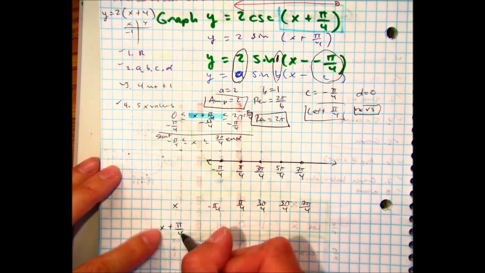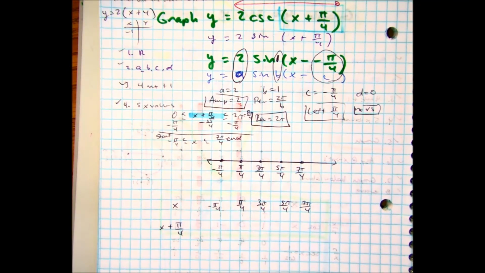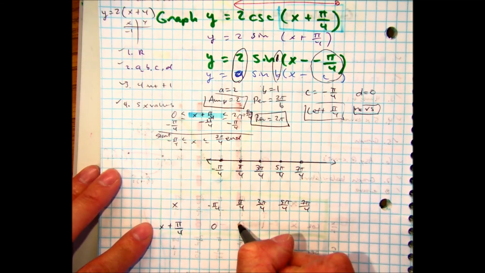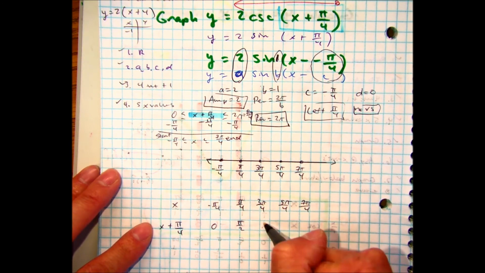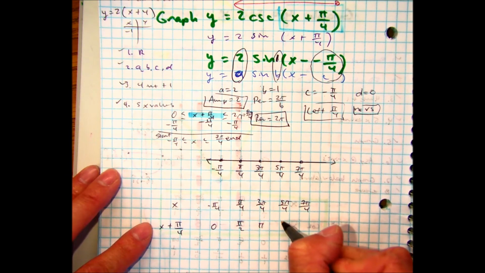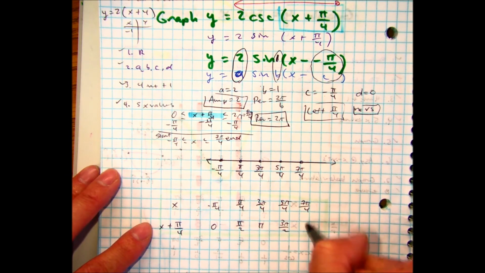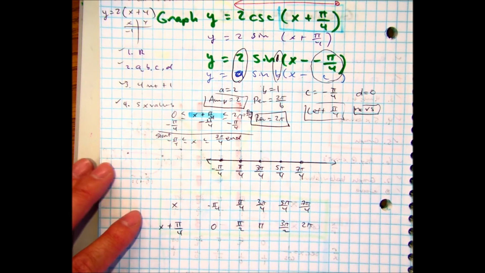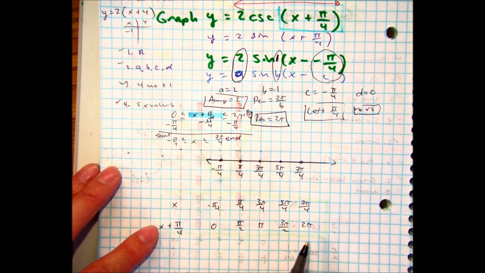So if I add pi over 4 to each of those, what do I get? 0, pi over 2, pi, 3 pi over 2, 2 pi. Everyone say golden row. Golden row. I call it the golden row because those are the quadrantal angles you're looking for.